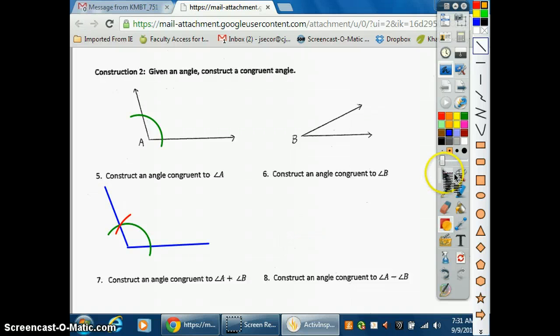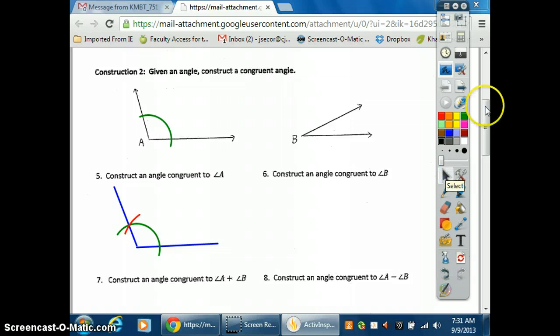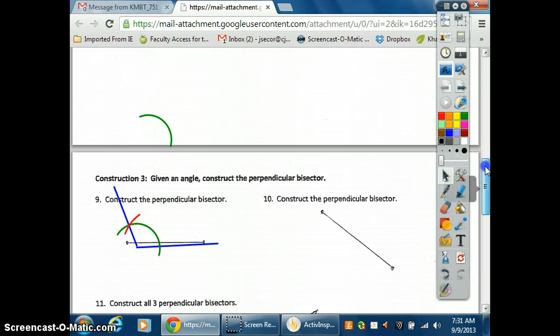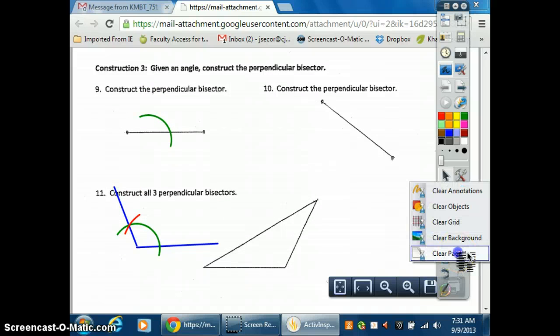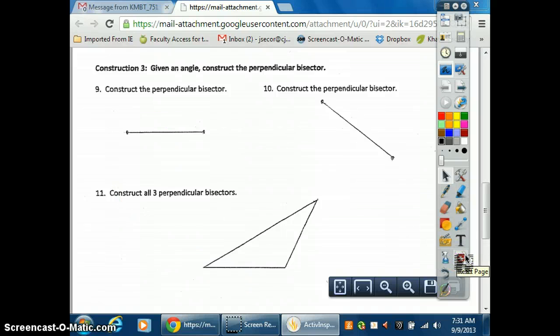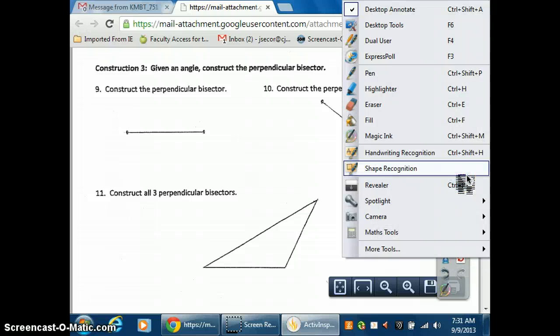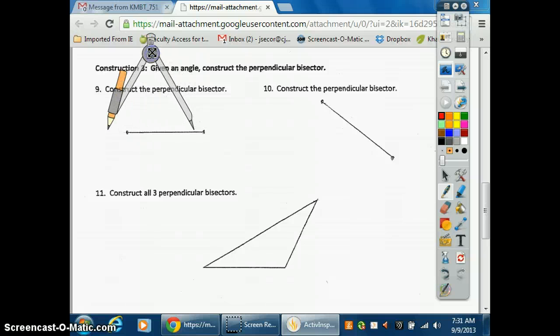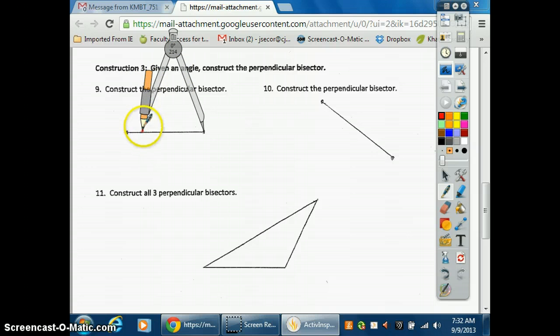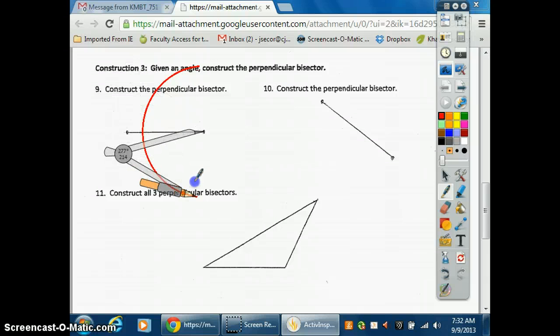The third construction is to bisect a segment. So let's go all the way down to number 9, a perpendicular bisector. Okay, I want to get my compass immediately. I'm going to place my compass on an endpoint and draw a very large arc above the line segment and below.